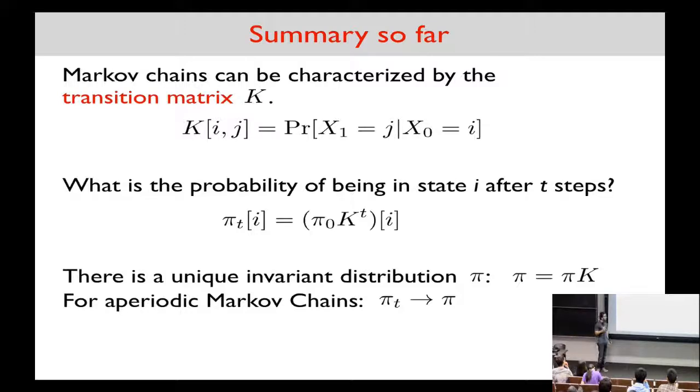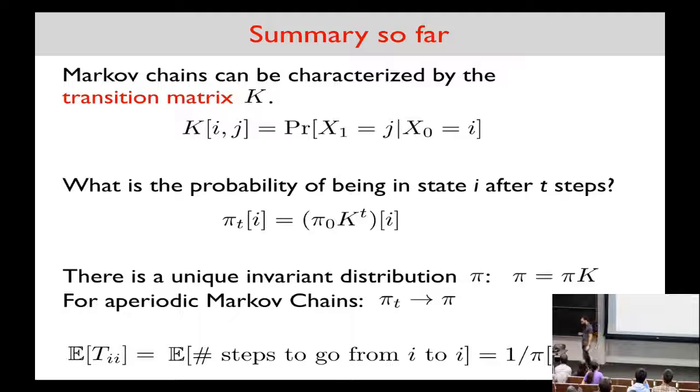We've seen that there's a unique invariant distribution pi, where pi equals pi times K. If the Markov chain is aperiodic, we know that these pi sub t's converge to this pi. And also the last thing we said was, if you look at the expected number of steps you need to come back to state i, if you start from state i, that's going to be 1 over pi i.